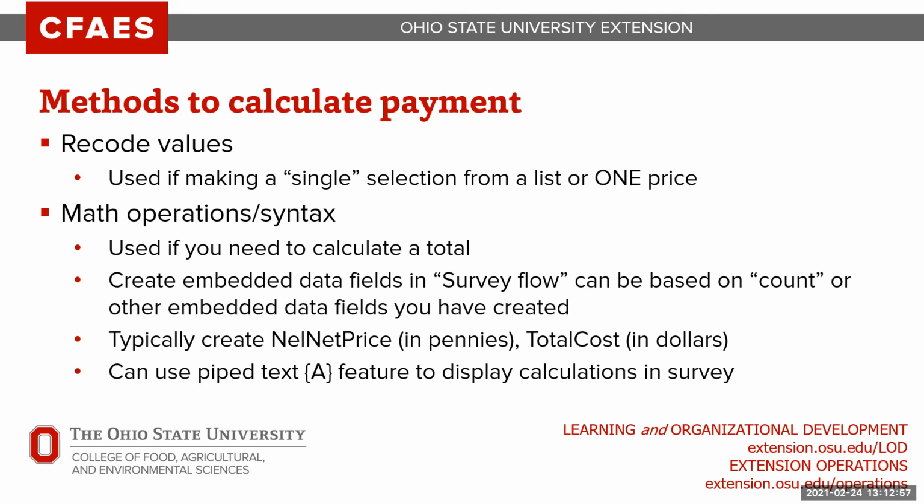I like to set up an embedded data field for total cost in some cases, because I use those embedded data fields as piped text in survey questions. So for example, I can show a person that they owe $50 instead of 5,000, because most people who see 5,000 will think it's $5,000 and not 5,000 pennies. So I like to have both set up as embedded data fields, shown in pennies and shown in dollars.